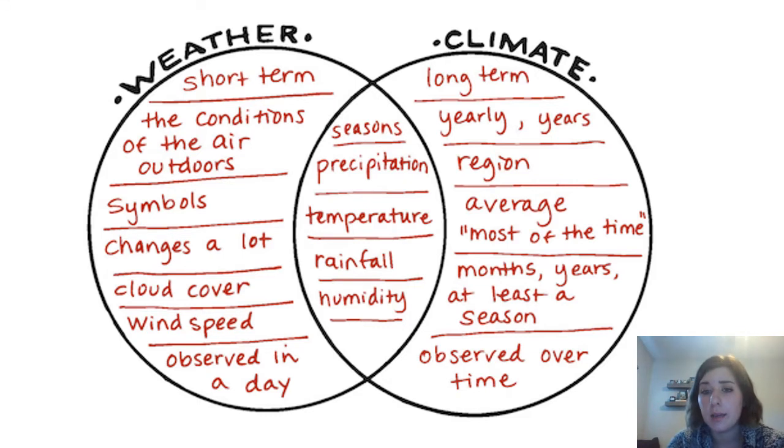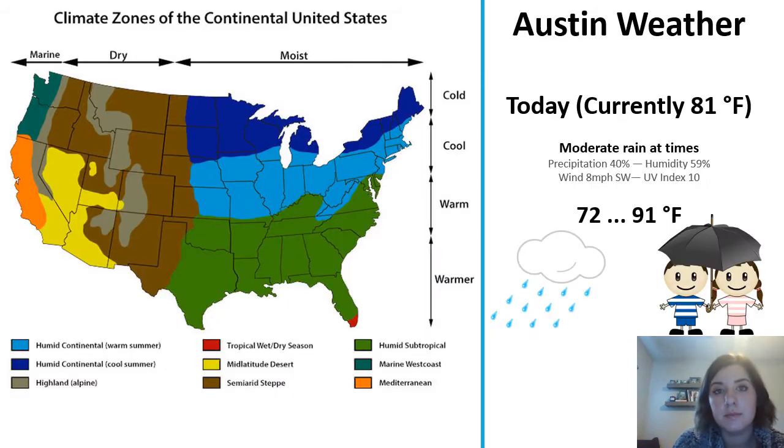Climate's going to be talking about a specific area or region. It's going to be most of the time or on average. And then it's going to be observed over a longer period of time. Both weather and climate will talk about seasons, precipitation, temperature, rainfall, and humidity.